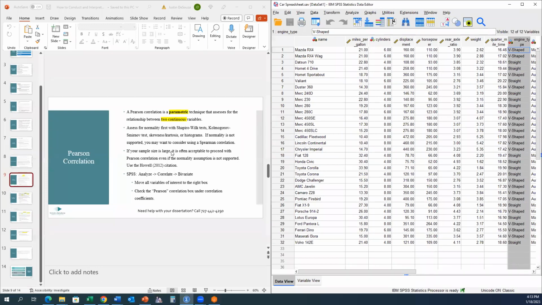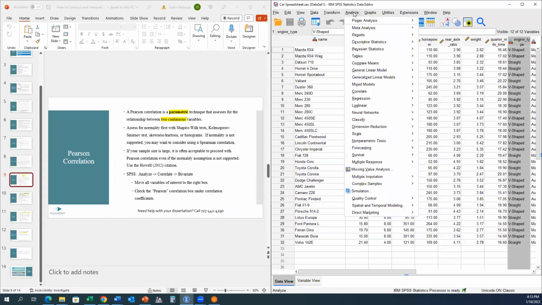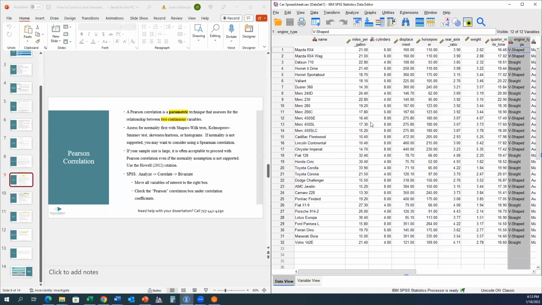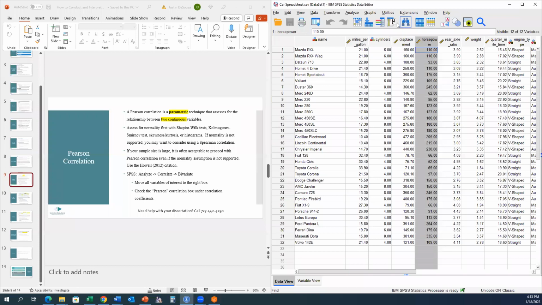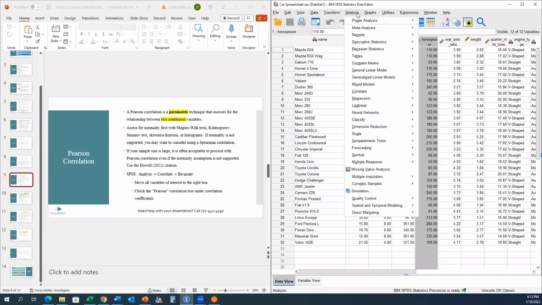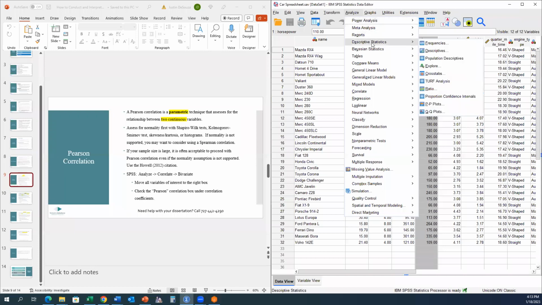Kind of split up the PowerPoint and the SPSS file here. So say our research question is, is there a significant relationship between the mileage of a car and the horsepower of the car? First, you would need to check for normality on that. So you go to Analyze, Descriptive Statistics, and Explore right here.